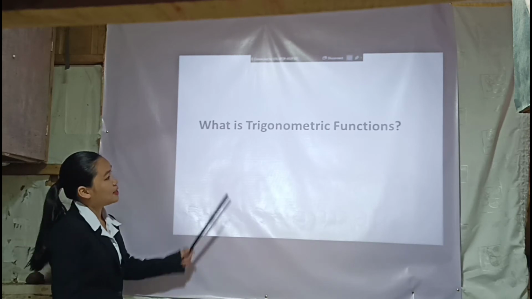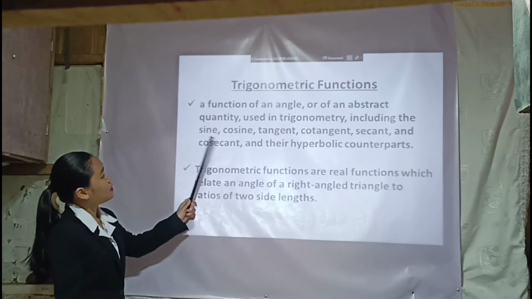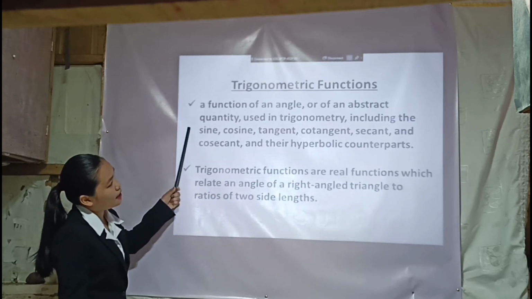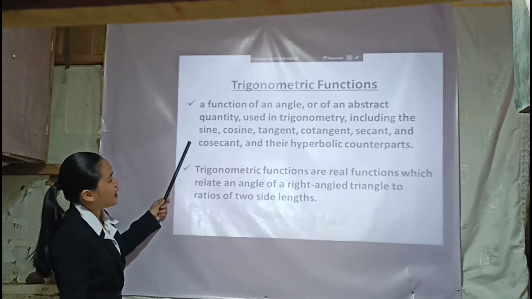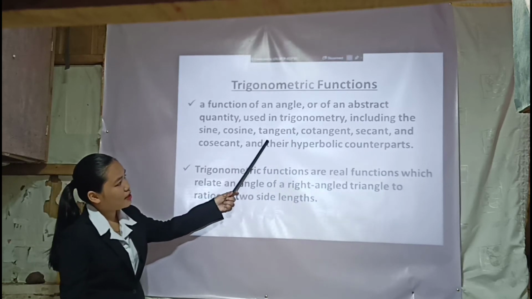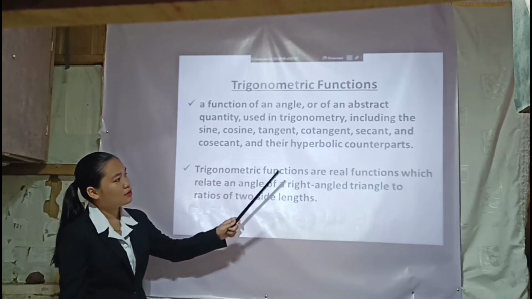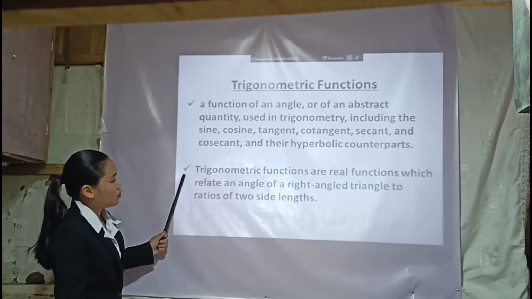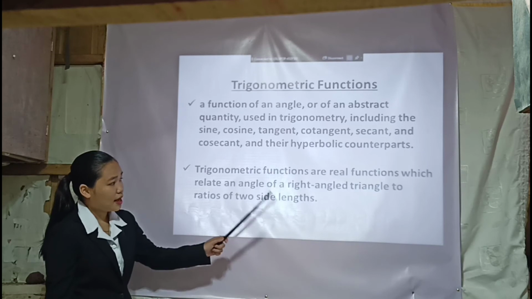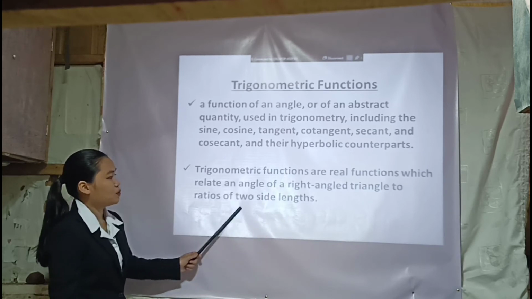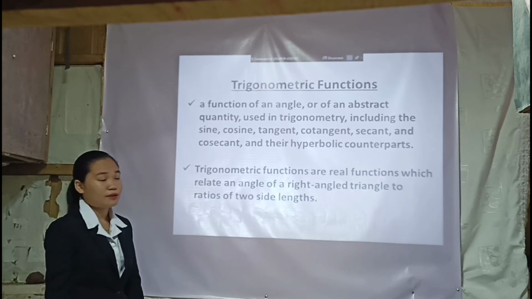By the way, what is trigonometric functions? Trigonometric functions is a function of an angle or an abstract quantity used in trigonometry, including the sine, cosine, tangent, cotangent, secant, and cosecant, and their hyperbolic counterparts. Trigonometric functions are real functions which relate an angle of a right-angled triangle to ratios of two side lengths. So, this is the meaning of trigonometric functions.